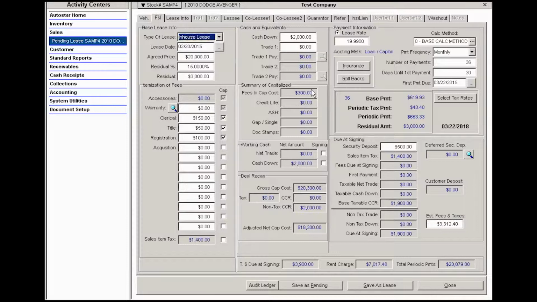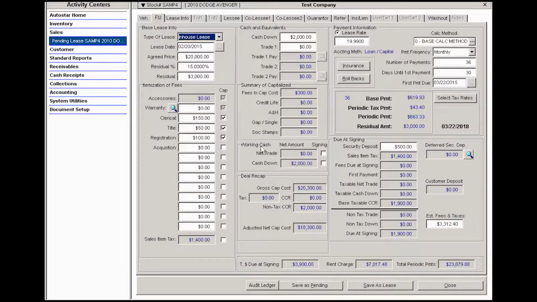The summary of capitalized section shows you all the fees that you've allowed to be included in the capitalized cost. So this is just a total of the fees I have. I'm not offering any credit life, gap, accident health, and I'm not in Florida, so I don't have doc stamps. But if you did provide those or you are a Florida dealership, then that information would also be included in the capitalized costs.